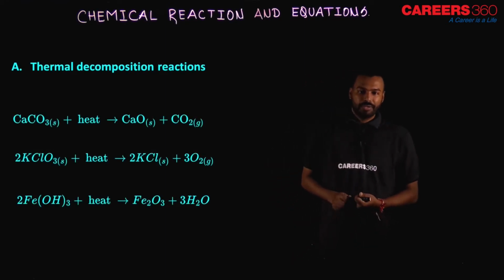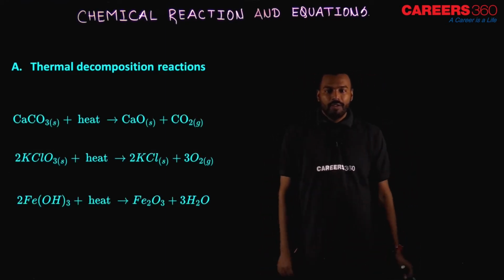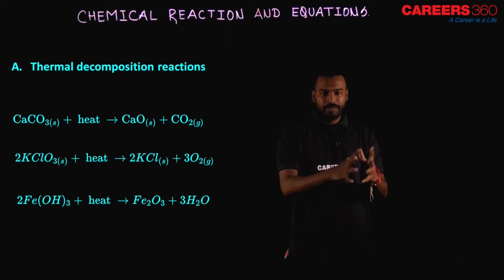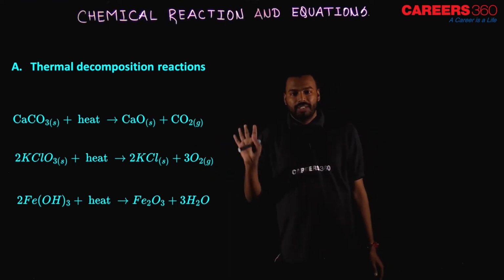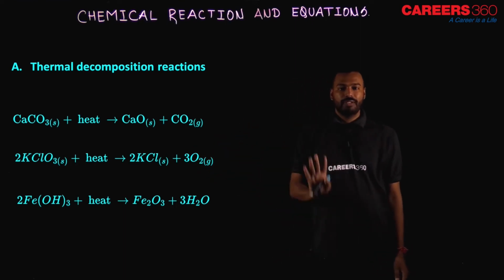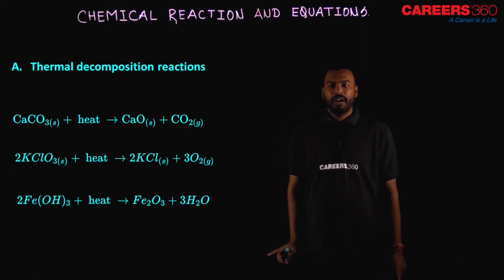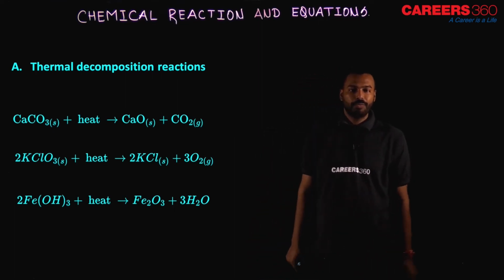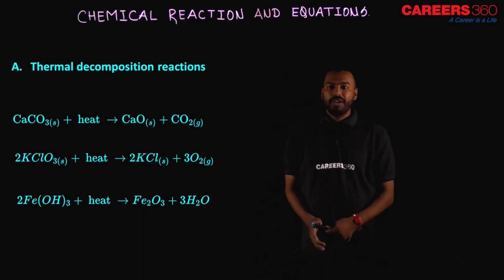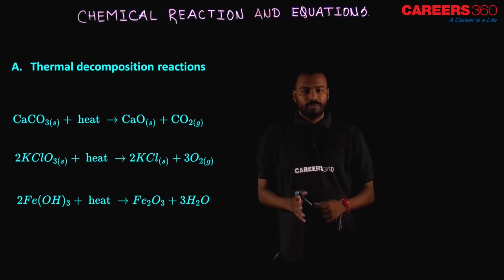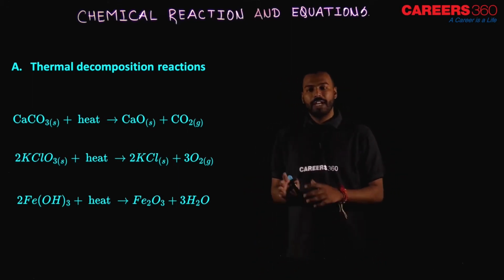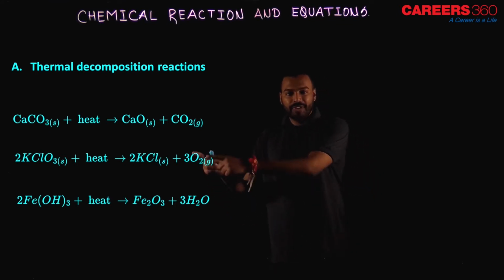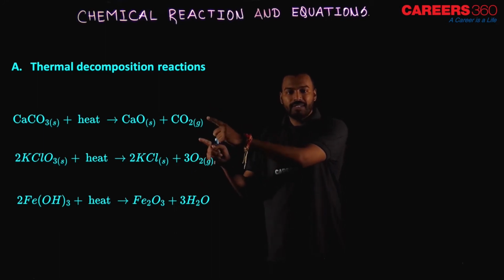Thermal decomposition reaction. Understand what happens. What I said: one compound you heat and you get more than one compound. So CaCO3 plus heat, means you are heating what? CaCO3. And after that CaO plus CO2 forms, right? Can you see that one compound is breaking into two compounds? It means it is decomposition. And can you see it is breaking in the presence of heat? Thermal means heat only.